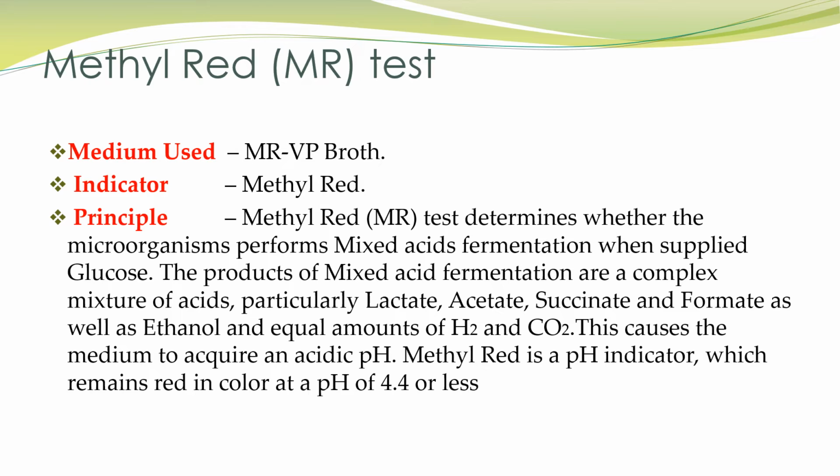The next one is the methyl red test. The medium used for the methyl red test is MR-VP broth. This MR-VP broth is alkaline in nature, with a pH higher than 7, and the indicator is methyl red. The main principle of the methyl red test is whether the particular bacteria performs mixed acid fermentation when supplied with glucose. The mixed acid fermentation produces lactate, acetate, succinate, formate, ethanol, as well as equal amounts of water and carbon dioxide. As I have already said, MR-VP broth is alkaline in nature. When methyl red is added, it changes into acidic pH and shows red color.